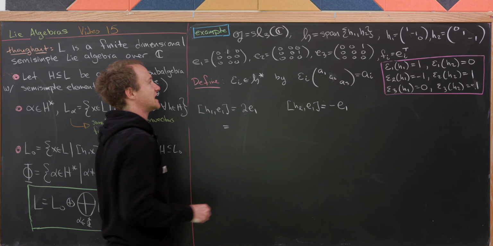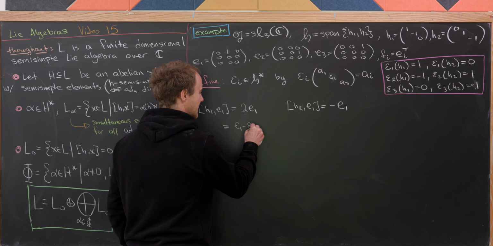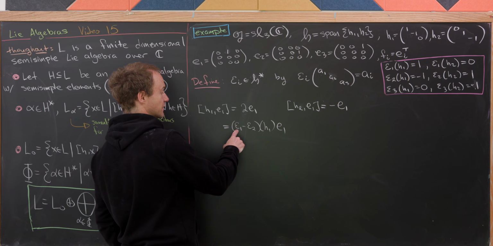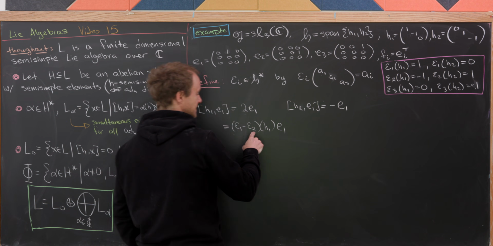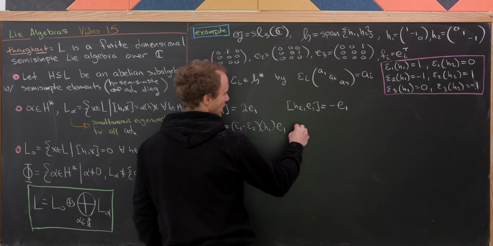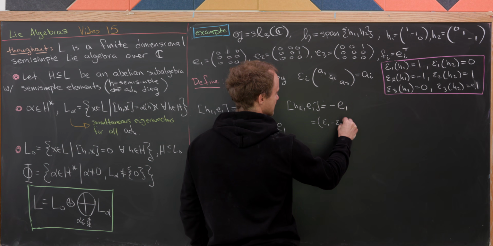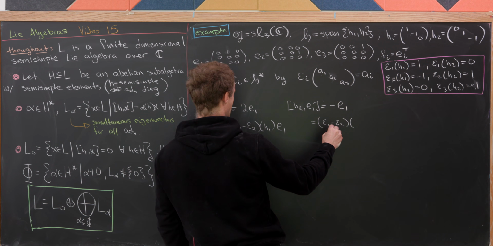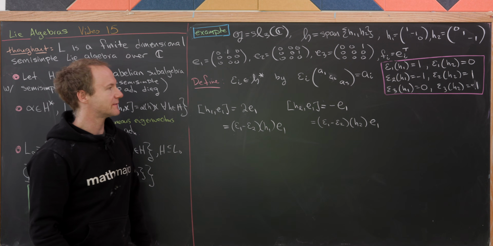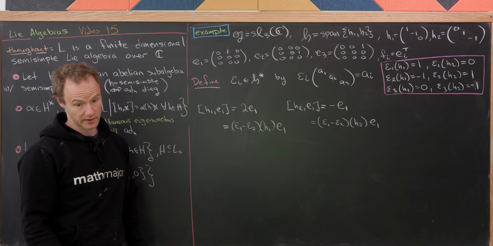So notice that 2 is the same thing as 1 minus -1, but that's going to be epsilon 1 minus epsilon 2 evaluated at H1 times E1. So epsilon 1 of H1 is 1. Epsilon 2 of H1 is -1. You subtract those, you get 2. And then this is going to be the same thing: epsilon 1 minus epsilon 2 evaluated at H2 times E1. That's because epsilon 1 of H2 is 0 and epsilon 2 of H2 is 1. So you get a -1 there.